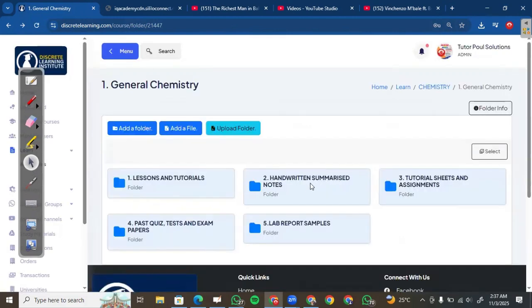Here we have the handwritten summarized notes, so you can check them out. And then here we have the tutorial sheets. There we have the past papers. Here we have the lab report samples.